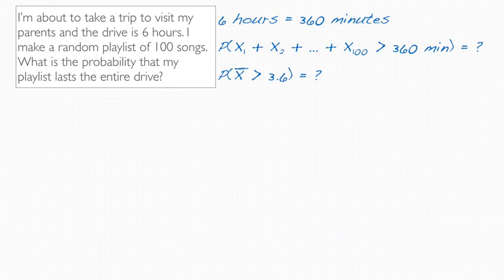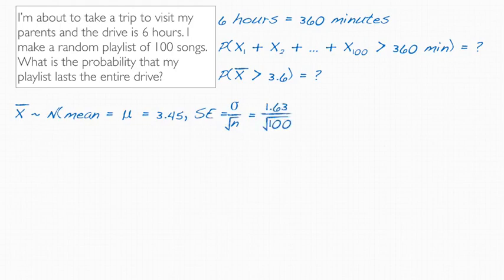Because using the central limit theorem, we can find the distribution of the sample mean pretty easily. The central limit theorem says that x bar will be distributed nearly normally with mean equal to the population mean, which is 3.45 minutes. We were given this information in the previous slide, and with standard error equal to the population standard deviation, sigma, divided by the square root of n, the sample size. So that is 1.63 divided by square root of 100, which comes out to 0.163.